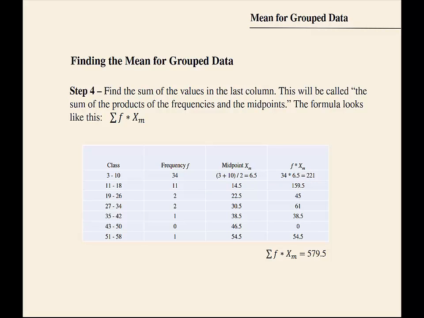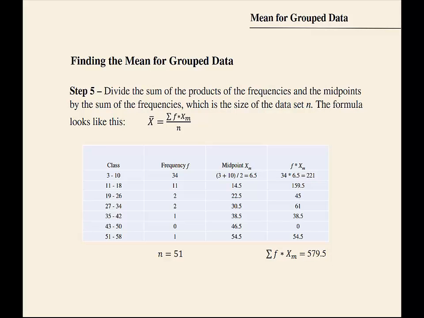In step 4, we will find the sum of the values in the last column. This will be called the sum of the products of the frequencies and the midpoints. The formula looks like this. We start with the symbol sigma, which tells us to sum the products of the frequencies and the midpoints. So adding the values together, we find a sum of 579.5.